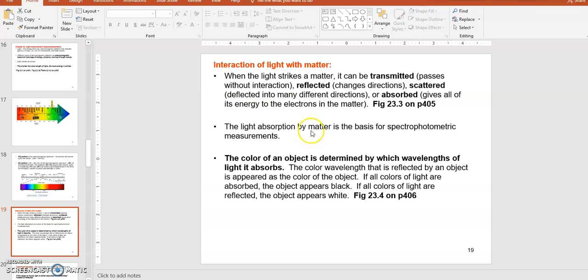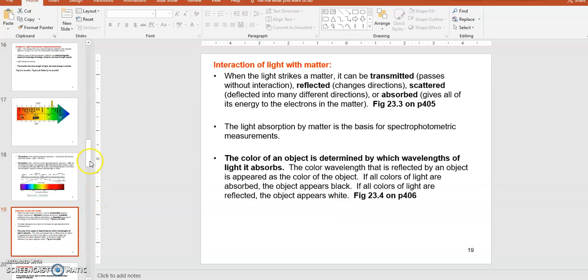So the light absorbed by matter, and the opposite concept, the amount of light that's transmitted through the matter, is the basis of spectrophotometry, especially when that matter is dissolved in a solution form. That's how you're going to use the spectrophotometry measurement.